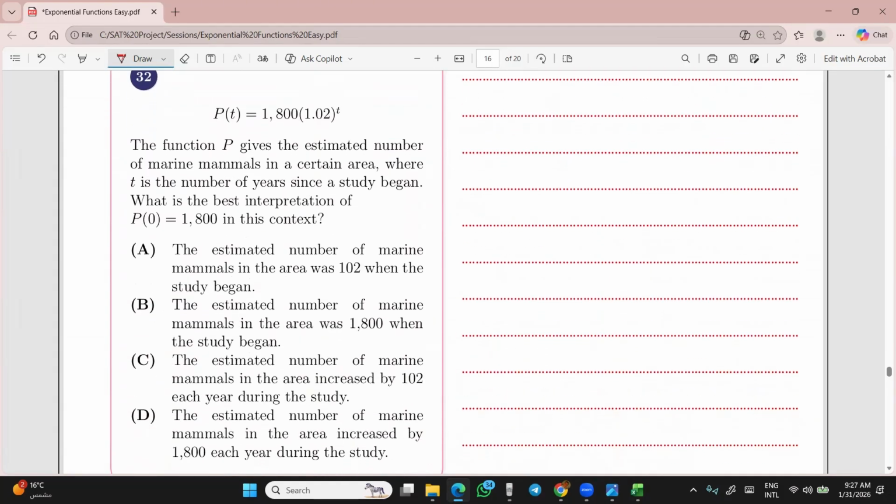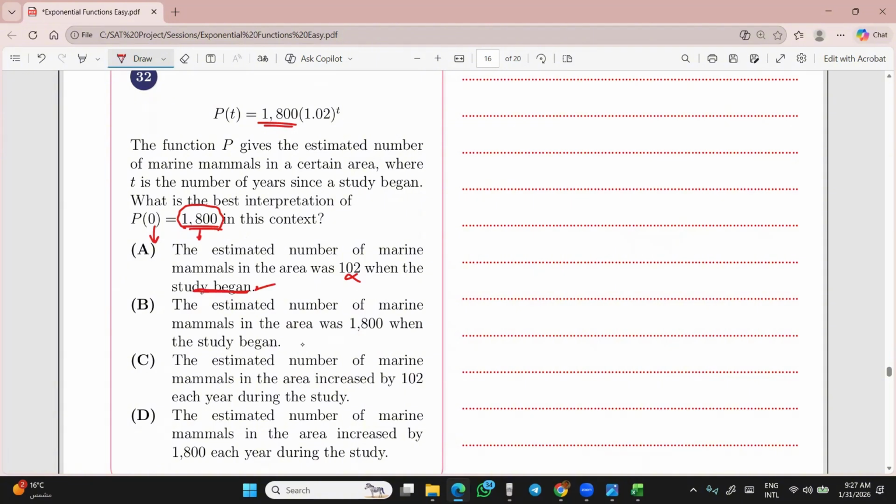Question 32. The function P gives the estimated number of marine mammals in a certain area before T, where T is the number of years since a study began. What is the best interpretation of P of 0 equals Z? P of 0 is always the y-intercept. So this is the y-intercept, which is the initial, the starting, or at the beginning. The estimated number of marine mammals in the area was 102. When the study began, yeah, this is okay, but what is 102?